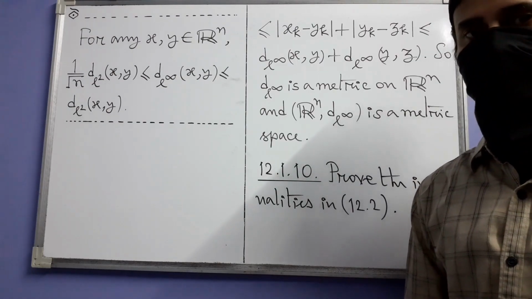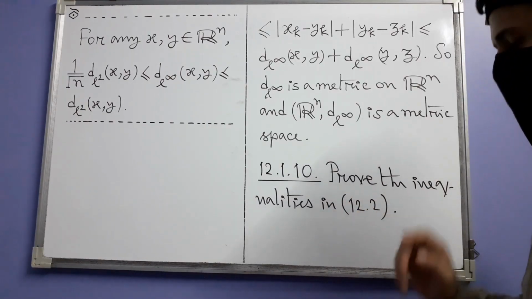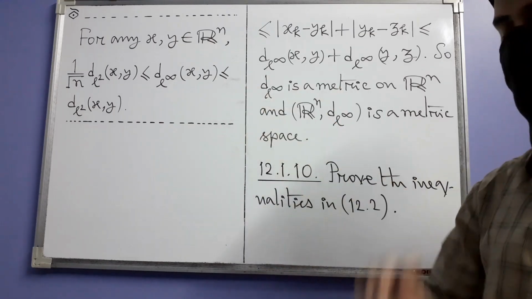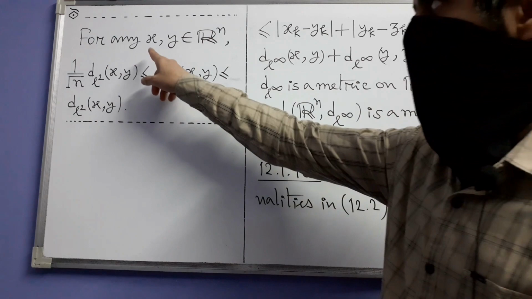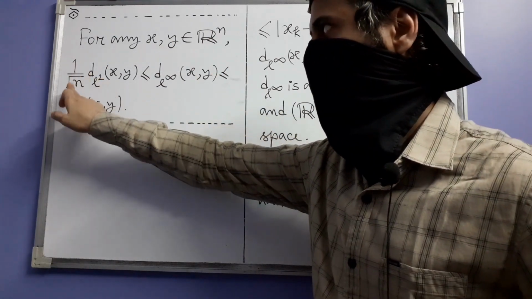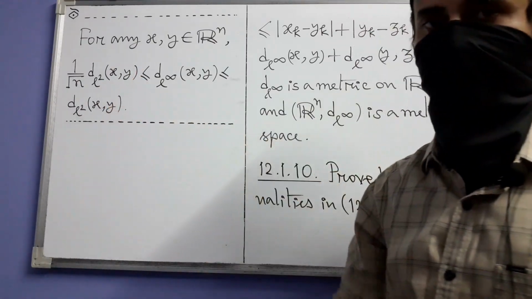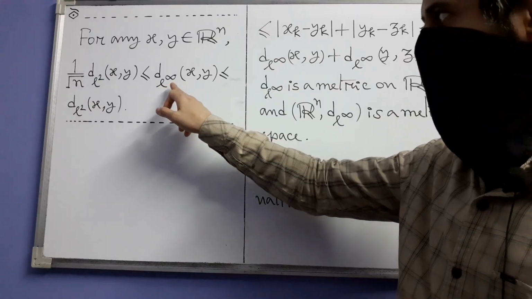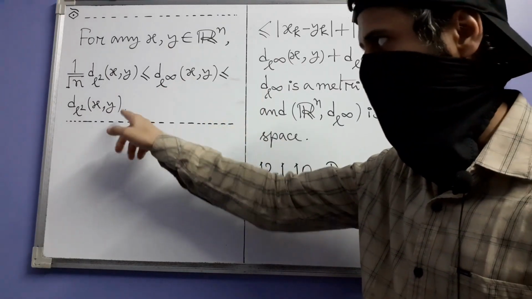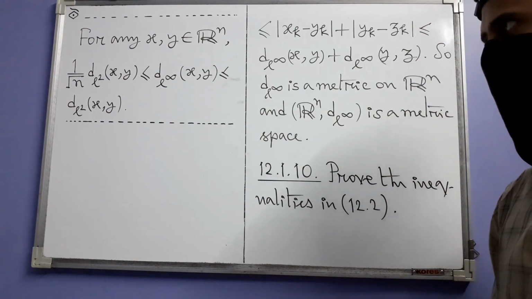Next we have exercise 10, and here we have to prove the inequalities in 12(2). So we don't remember this, so these are the inequalities. For any two n-tuples x and y in Rn, 1 divided by square root of n times the L2 distance between x and y is less than or equal to the L infinity distance between them, which is less than or equal to the L2 distance between them. So let's establish these inequalities.